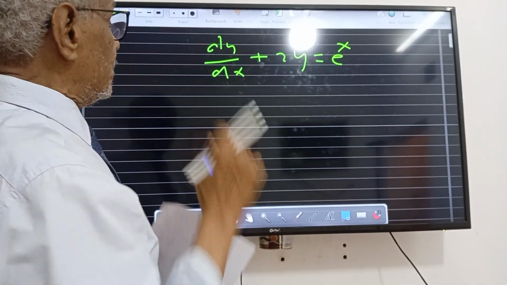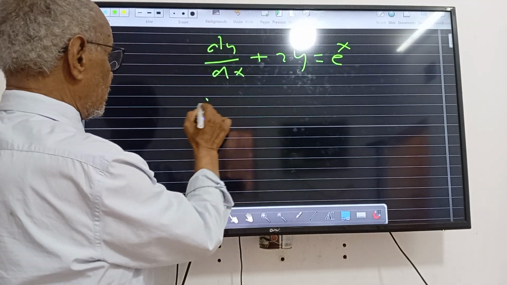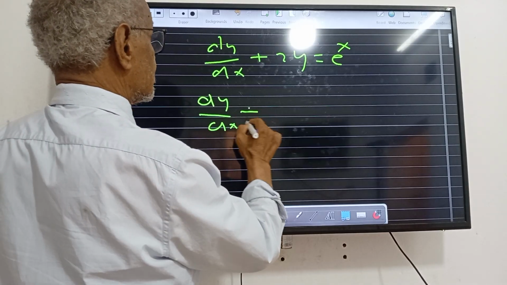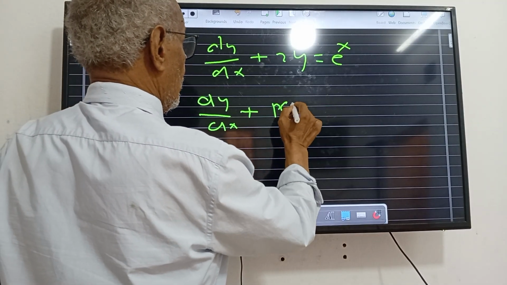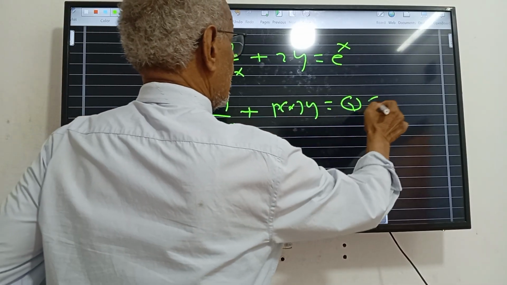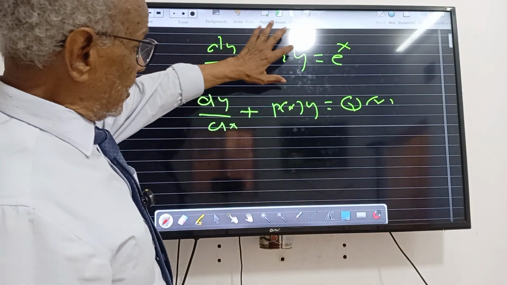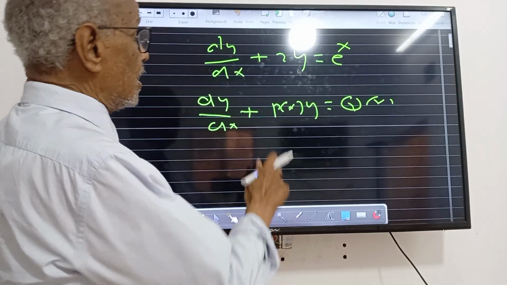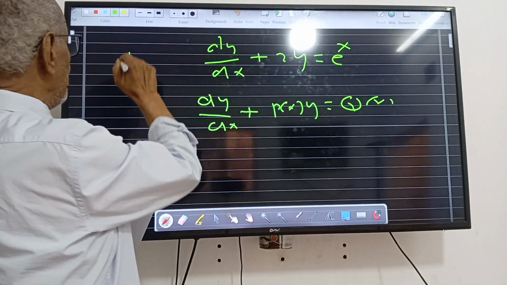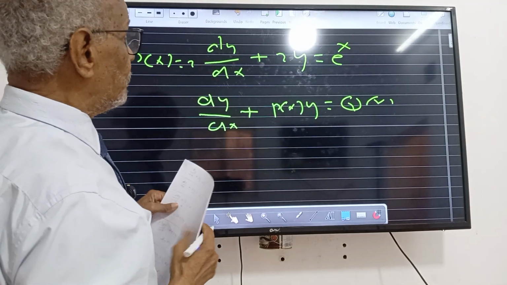So the first thing is that you have to put the general formula like this: dy over dx plus p of x times y equal q of x. This is the general formula. By comparing the general formula with this particular differential equation, you can conclude what p of x equals. This is very important.